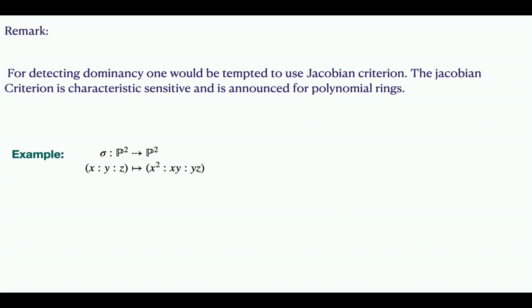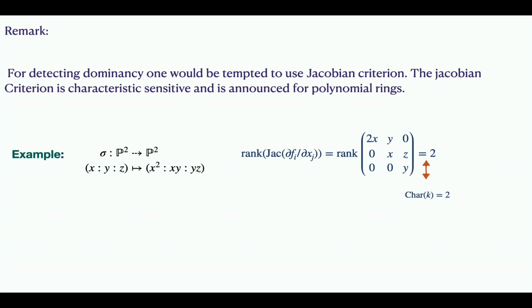So in this way, this is a birational map here, so it is dominant. But if you consider the Jacobian matrix and its rank in characteristic 2, the rank of the Jacobian matrix is 2, not 3. So by the Jacobian matrix, you would say that it is not dominant, but it is a dominant map. Actually, it is a birational map.